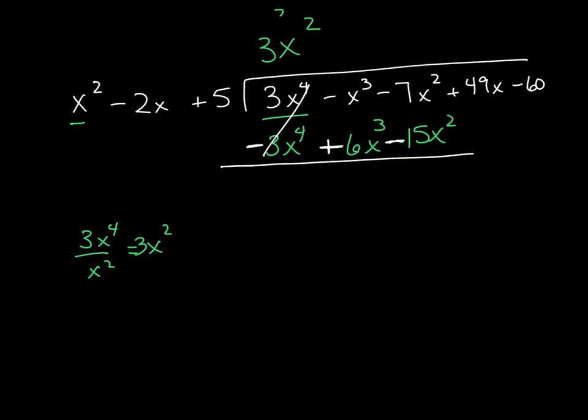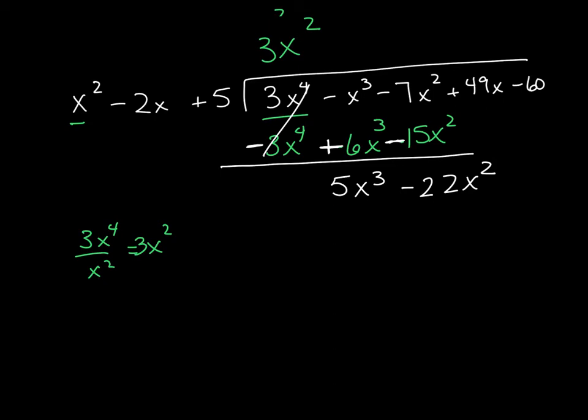My first term cancels out by design. Then I'm left with negative 1x to the third plus 6x to the third. That gives me 5x to the third. Negative 7x squared plus negative 15x squared gives me a negative 22x squared. And now I repeat the process over again.